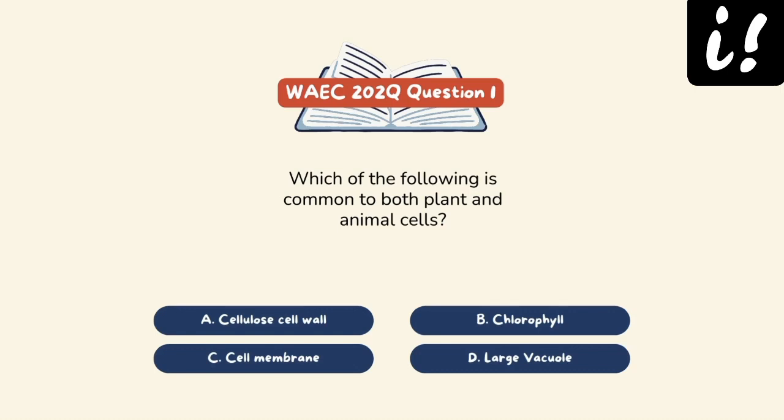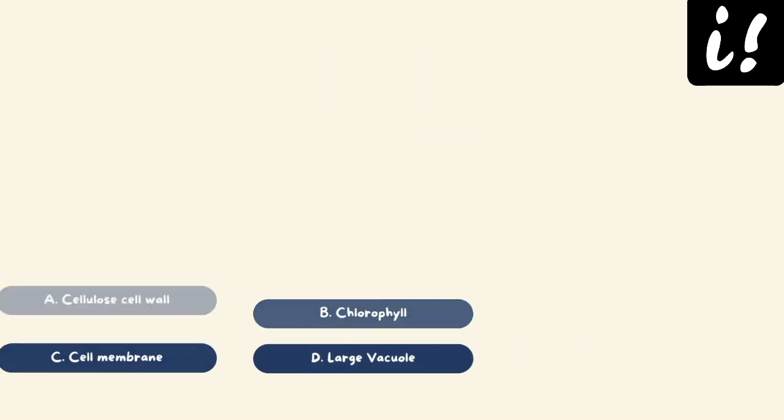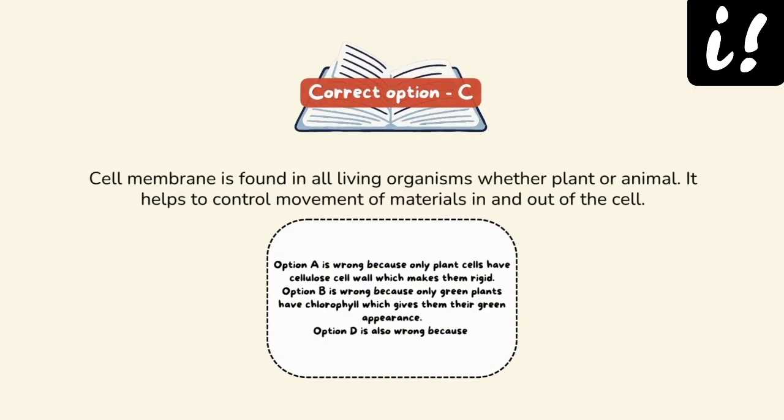The correct option is cell membrane. It is found in living things because it controls movement of materials in and out of the cell. A is wrong because only plants have cellulose. B is also wrong because only green plants have chlorophyll, which gives them green appearance. D is wrong because only plants have large vacuole.